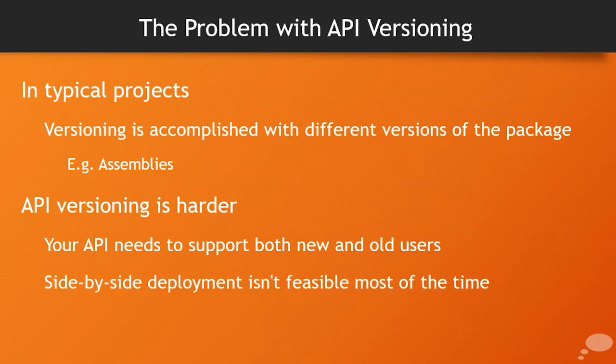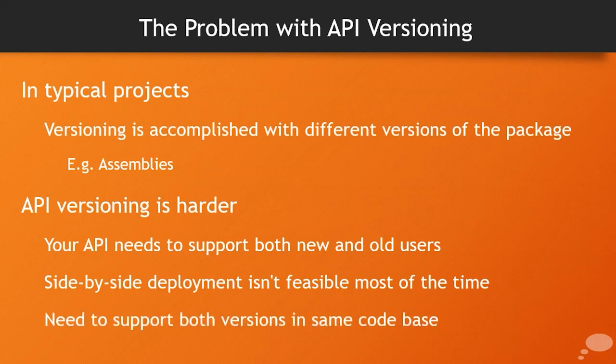Side-by-side deployment isn't feasible most of the time, so you're not going to want to have 2 or 3 or 4 versions of your application running somewhere. And so we want a way to support both versions with the same code base. That's a big deal with API versioning. It does mean that your job as a software developer is a little harder, but if it helps you keep your customers, so be it.